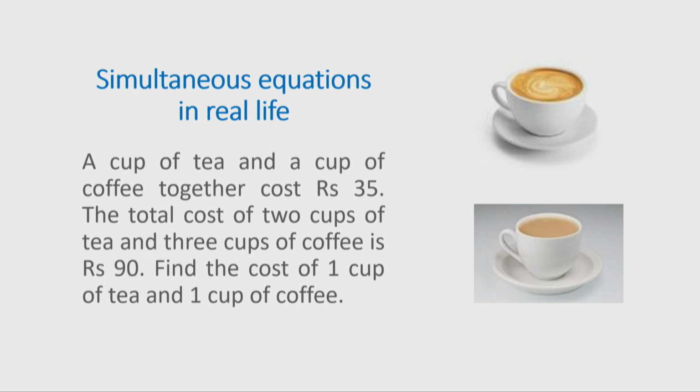You will remember that in the first lesson, we had a look at this word problem, simultaneous equations in real life. A cup of tea and a cup of coffee together costs 35 rupees. The total cost of 2 cups of tea and 3 cups of coffee is 90 rupees. We need to find the cost of 1 cup of tea and 1 cup of coffee. So, do you have any idea how we can include simultaneous equations in this question?